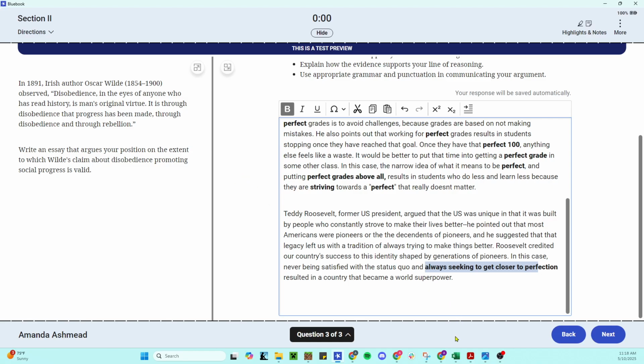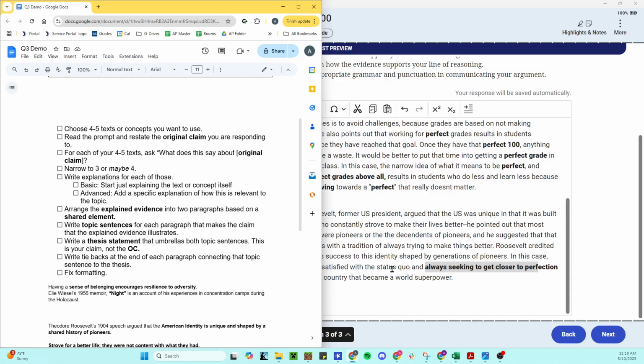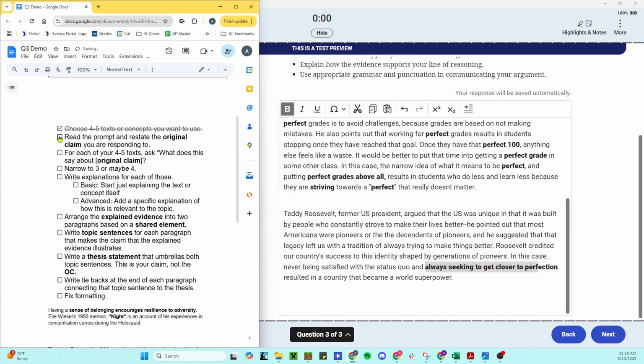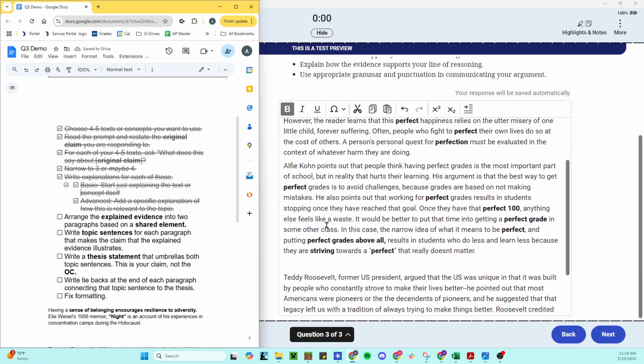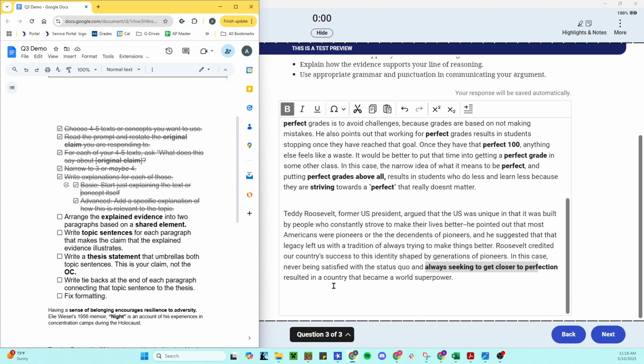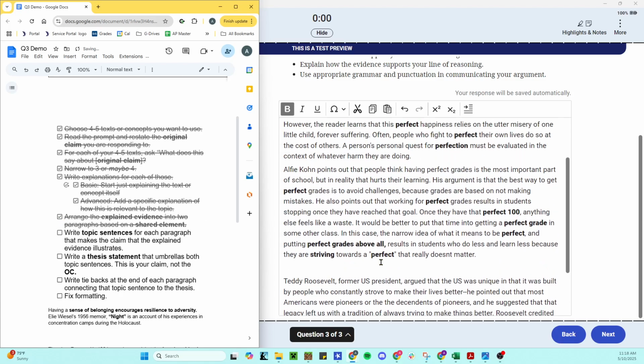And then I'm supposed to group them. I did jump ahead on that because I could already tell in my head where I was going to go. But I've chosen my four to five texts. I've read the prompt. I've narrowed it down. I've written my basic and advanced explanations. Now I've arranged it: this is going to be a paragraph about this, and that's going to be a paragraph. And now I've got to think about my topic sentences.